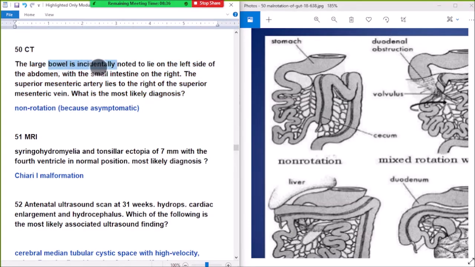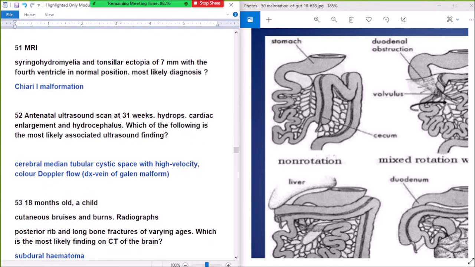In CT scan, what do we see? The large bowel incidentally noted to lie on the left side of the abdomen with the small intestine on the right. The superior mesenteric artery lies to the right of the superior mesenteric vein. Most likely diagnosis: non-rotation. Correct? Superior mesenteric artery will be here. Superior mesenteric vein will be here.